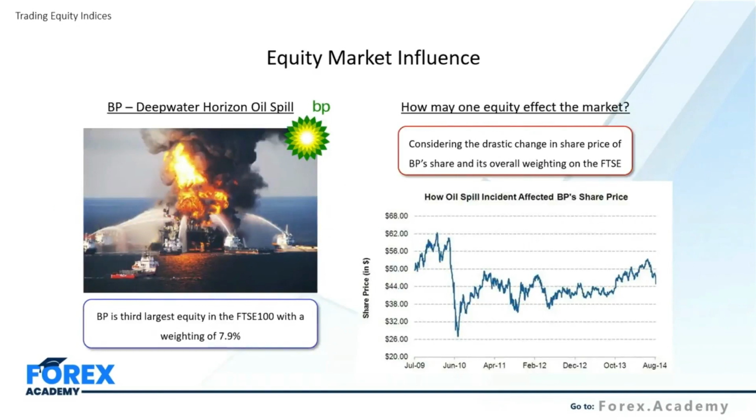So I have chosen the case study of the Deepwater Horizon oil spill in the summer, June 2010, just to show you such a huge effect some negative news can have on the overall equity index. Obviously, it was an oil rig from the petroleum company BP in the United Kingdom, and the spillage was a huge spillage in the Gulf of Mexico, which obviously attributed to a drastic change in the share price of BP, and therefore the overall weighting on the FTSE 100 given its constituent weighting. We can see the huge decrease in the share price there from around $62 to a low of $26 in a very short space of time.